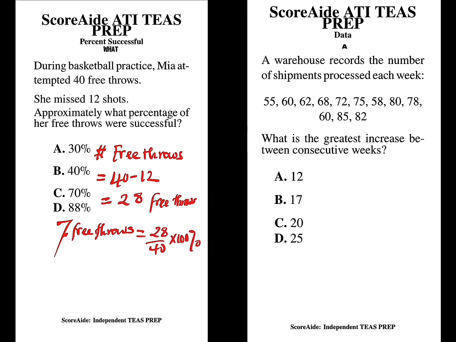So this is going to give us what? So 28 divided by 40 times 100. So it's going to give us 70%. So her success rate was 70%.